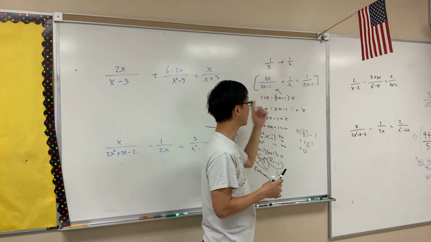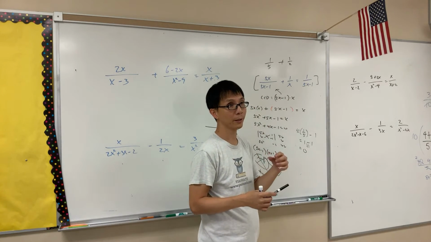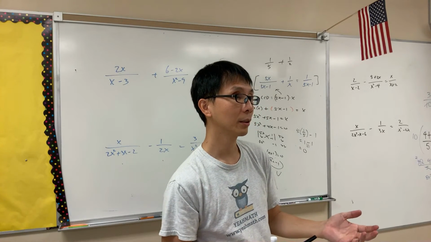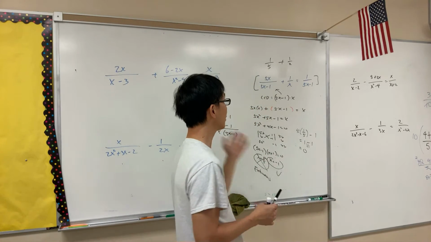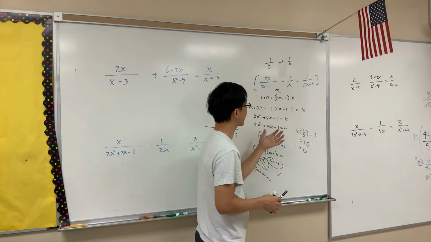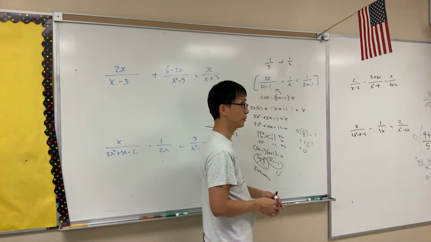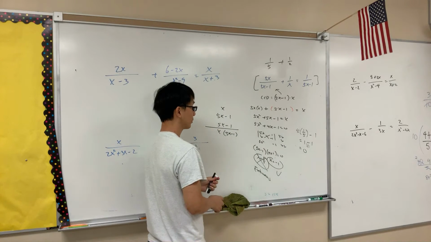When you multiply by that, every denominator is going to go away, so that's the whole goal. The goal is to get rid of the denominator, to get rid of as much as I can, so it becomes a linear equation or a quadratic equation I can solve. Understand? Yes. Okay.